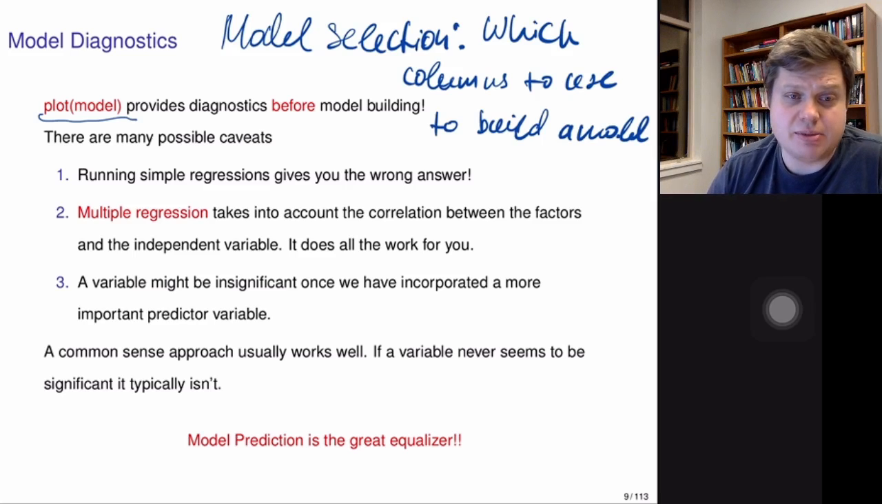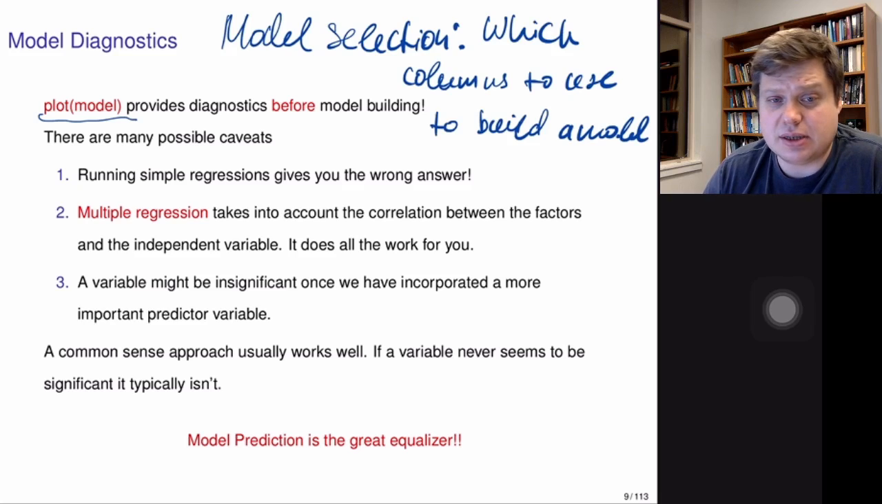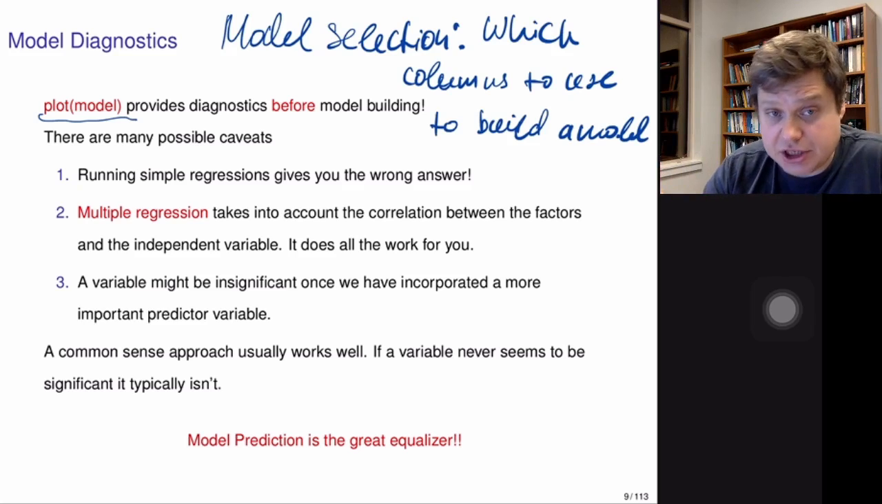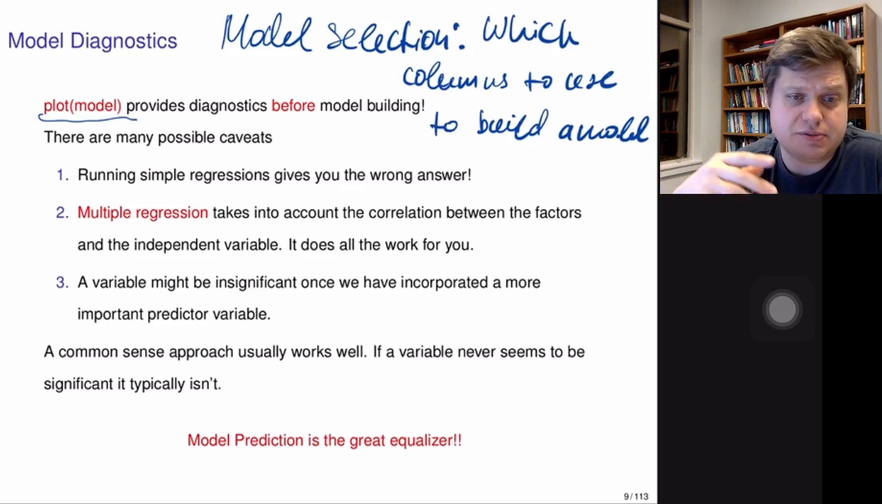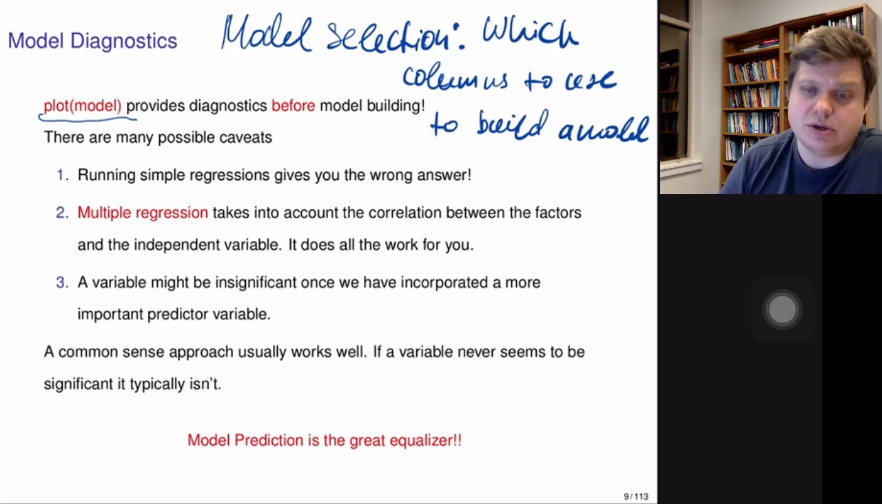Again, the common sense is if a variable never seems to be significant, always has high p-values, just throw it out. And if you use the model for prediction, then you should care less about the p-values and maybe care more about the predictive power. So you look at the size of the residuals, and whichever model gives you the best prediction, you basically take it regardless of what p-values you see there.